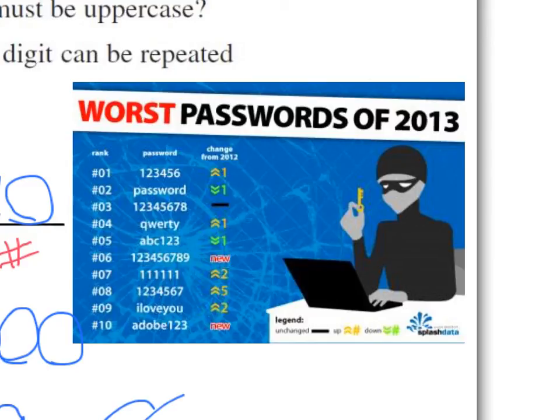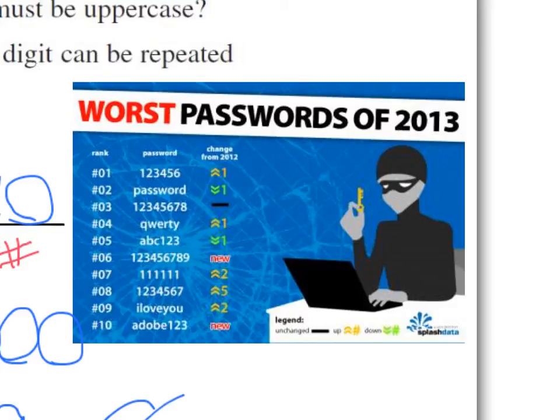All ones. I love you as a password? Okay. But this is by far my favorite: the word password as your password. Notice that it was the number 2 worst password of 2013. So if you have any of these passwords, I highly suggest you change them.